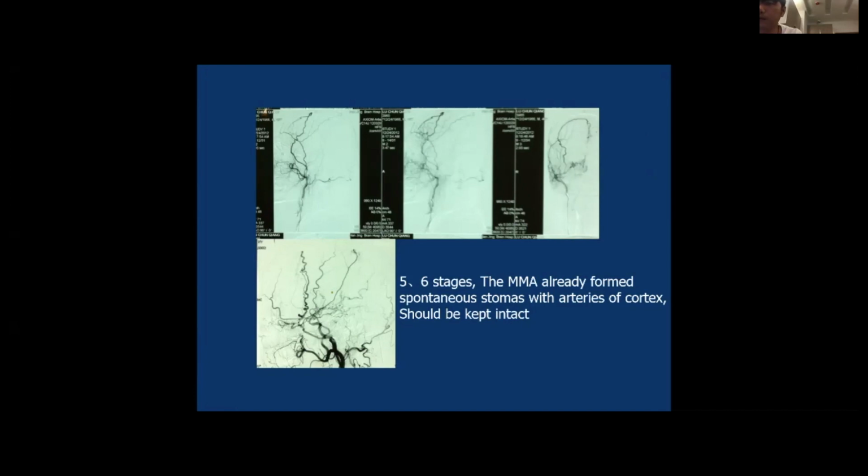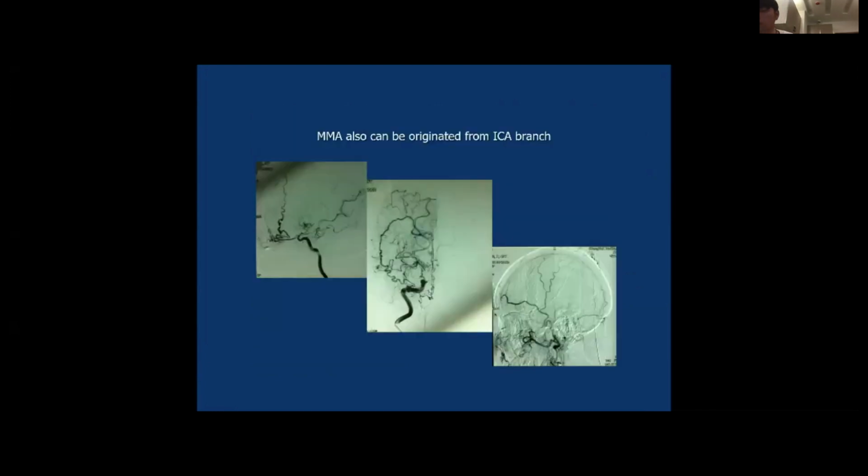For most of the late stage Moyamoya, although there is some spontaneous stoma from the ECA branch, they still have an ischemic condition or some hemorrhage, so they still need the bypass surgery. The middle meningeal artery can also originate from ICA branches, like this patient. The MMA comes from the ophthalmic artery, but not from the ECA branches.